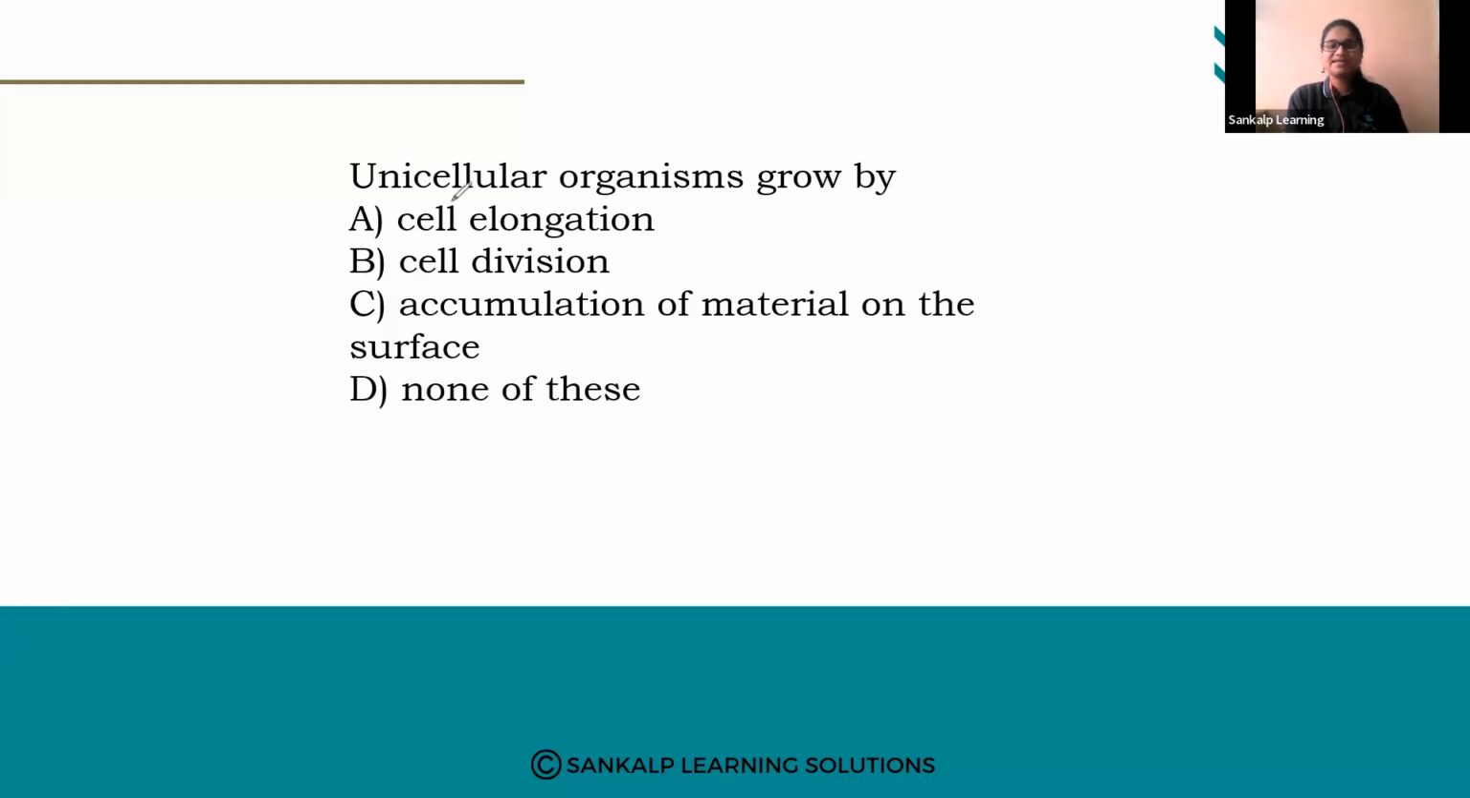Cell division, by cell division, they will reproduce. Amoeba is a unicellular organism. It will undergo cell division. So one amoeba will be transformed into two amoebae, right? So it is a kind of reproduction, cell division.